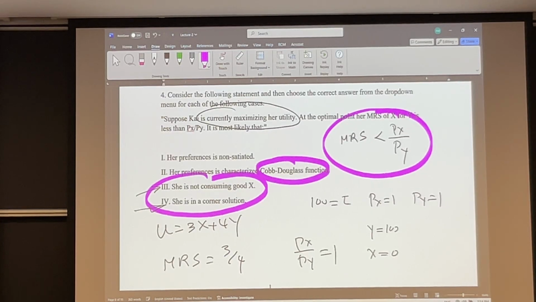Cobb-Douglas never gives you a corner solution unless there's a problem with the budget line. Then it may give you a corner solution. And the question does not say anything about the budget line. So for class number 1, you're not going to get a corner solution unless there's a problem with the budget line. Right?